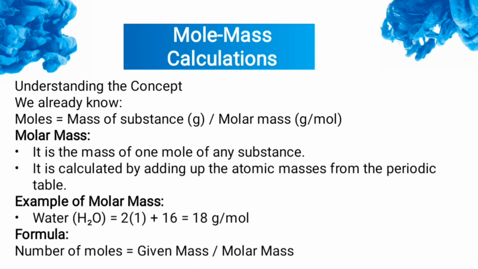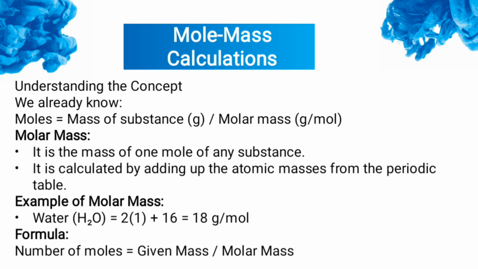Example of molar mass: water H2O is equal to 2, because hydrogen is 2 and its atomic number is 1, plus oxygen has atomic mass 16, which gives 18 gram per mole. This is the molar mass of water. Formula: number of moles is equal to given mass divided by molar mass. This is the formula of moles. To calculate number of moles, given mass divided by molar mass.